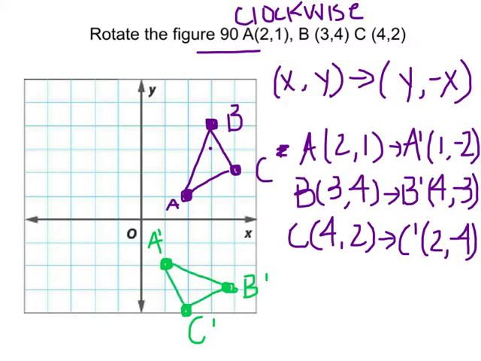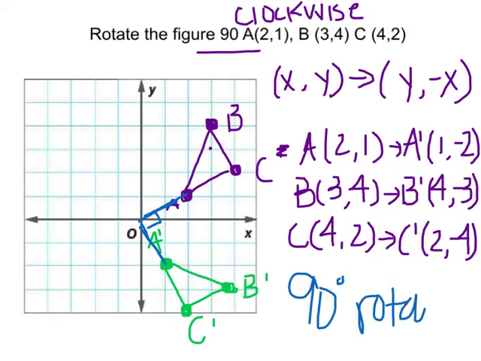And notice it's the exact same figure. And if we draw A to the origin and then back, that forms a 90-degree angle. And that's why it's a 90-degree rotation, because it went 90 degrees.